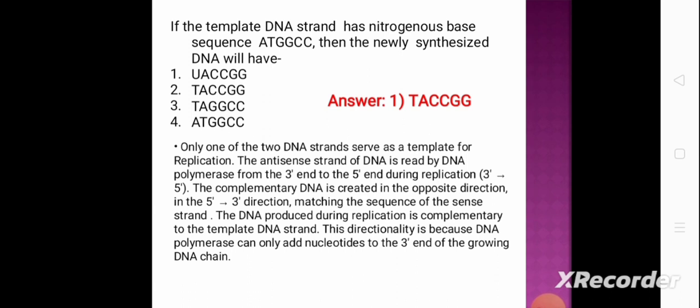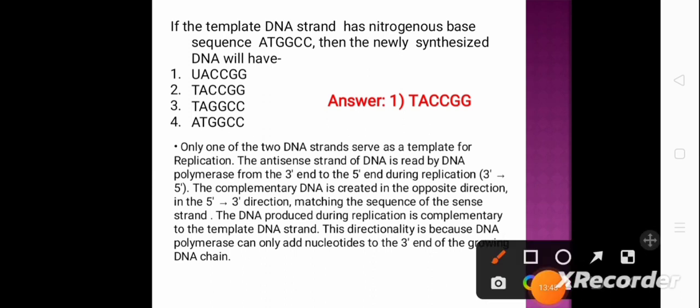In replication, only one of the two DNA strands serves as a template. The antisense strand of DNA is read by DNA polymerase from the 3' end to the 5' end during replication. The complementary DNA is created in the opposite direction, in the 5' to 3' direction. The DNA produced during replication is complementary to the template DNA strand. This directionality is because DNA polymerase can only add nucleotides to the 3' end of the growing DNA chain.